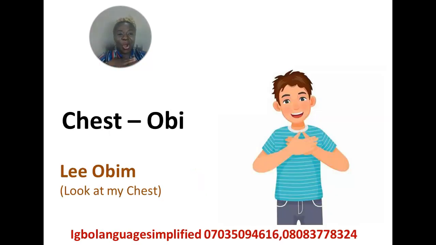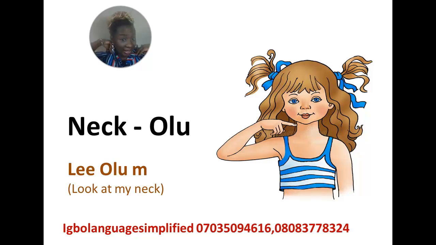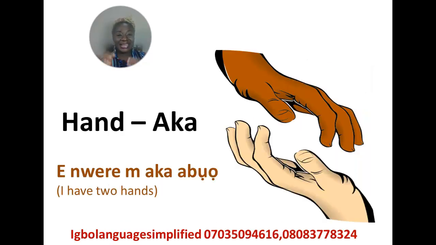Now my chest. Obi. Le obim. Kiss your hand like that. The next is olu, your neck. From behind to the front of your neck. Olu, le olum. So touch your neck all around like this. Le olum. Look at my neck. Good.